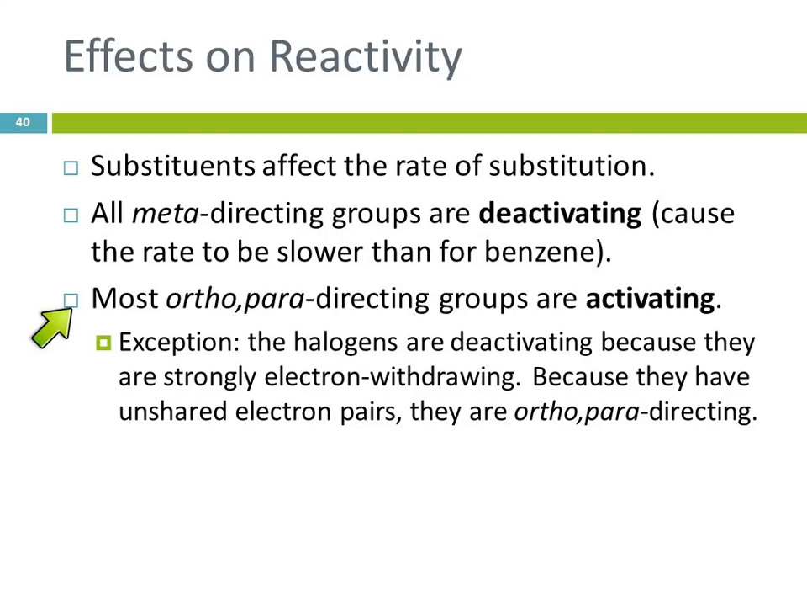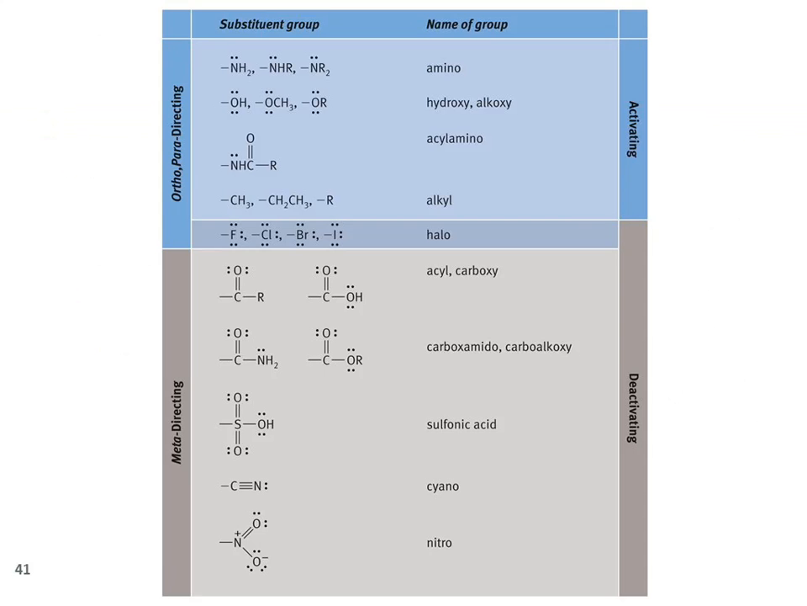Most of the ortho-para-directing groups are activating, except for the halogens. The halogens are deactivating because they're strongly electron withdrawing. So the halogens have this kind of opposite effect. They're ortho-para-directing because they have these lone pairs that can stabilize the carbocation, but because they're also strongly electron withdrawing, they deactivate. So here's the whole table.